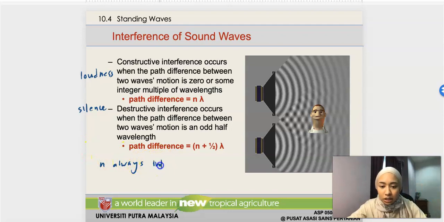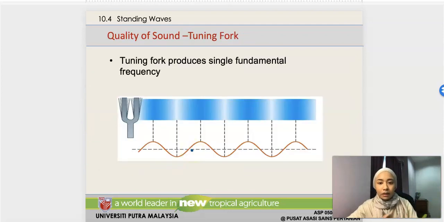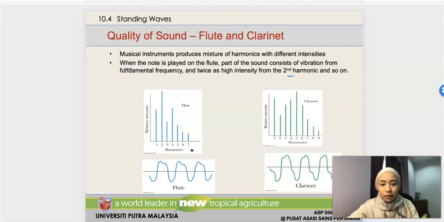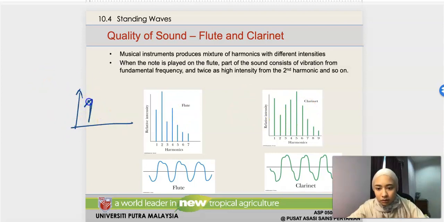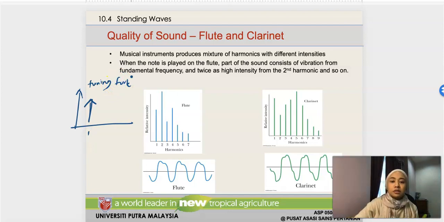Alright. Last one, quality of sound, tuning fork. The tuning fork produces a single fundamental frequency. So this is how it looks like. Earlier, this one is the flute, this one is the clarinet, this one is the tuning fork. So single at number 1. Okay, so musical instruments produce a mixture of harmonics with different intensities. But for the tuning fork, it only has one harmonic at the fundamental frequency, and that is it.